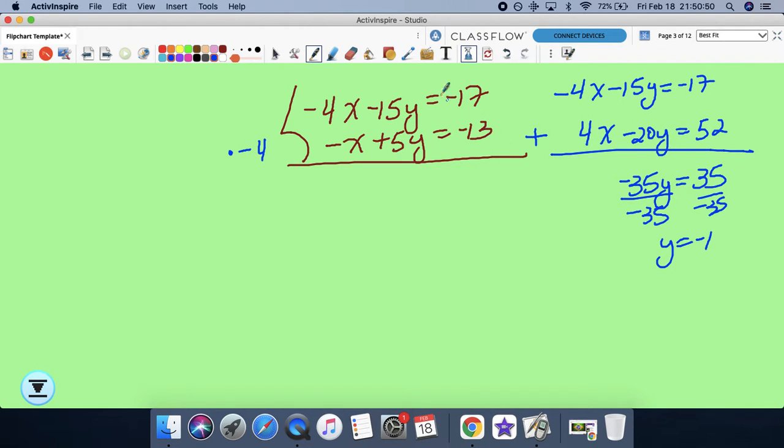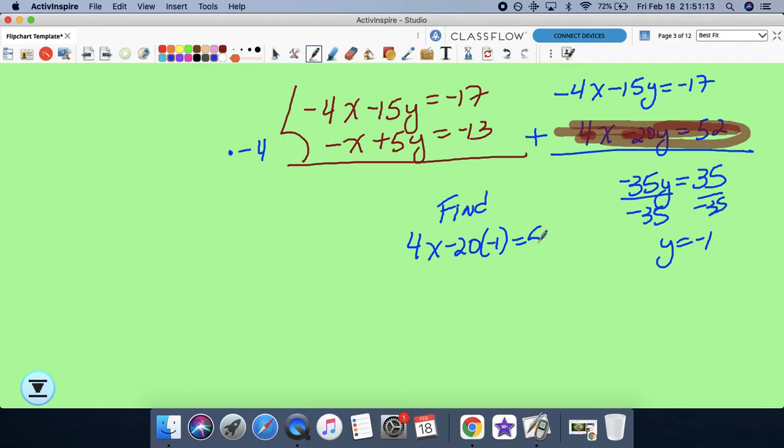So now I get to pick any equation to find x. I can pick this one because it has positive. I'll pick this one right here. Let me shade it. To find x, I'm going to pick that equation that I highlighted, and I get 4x minus 20 times negative 1 equals 52. 4x plus 20 equals 52.